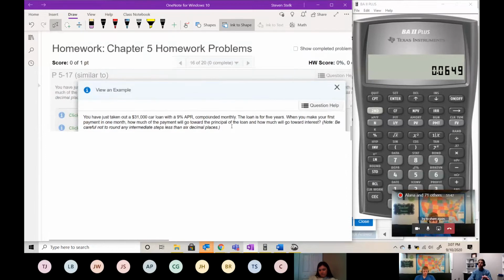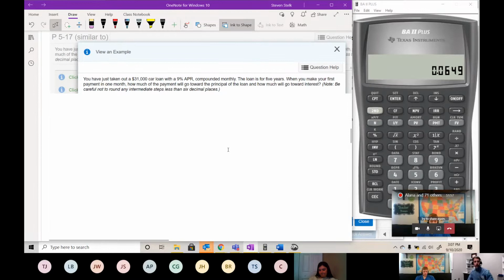I picked this problem on purpose because the previous problem had us looking at the monthly effective rate inside of the APR. This problem is going to demonstrate how that is used, how it's at work inside of a car loan. So this is a time value of money problem, and we're going to follow that 3-step process. We're going to start by mapping the cash flows.